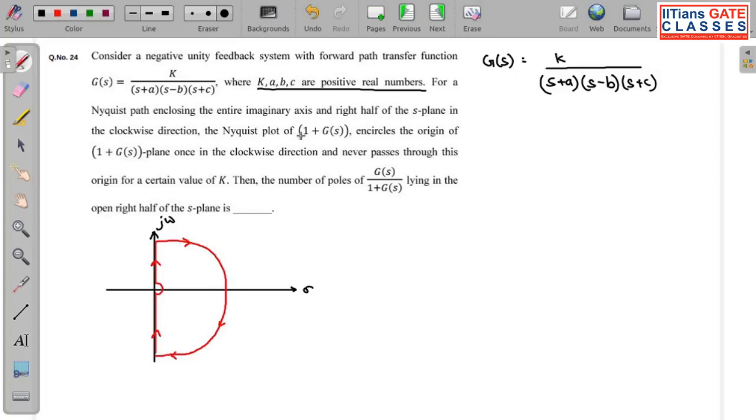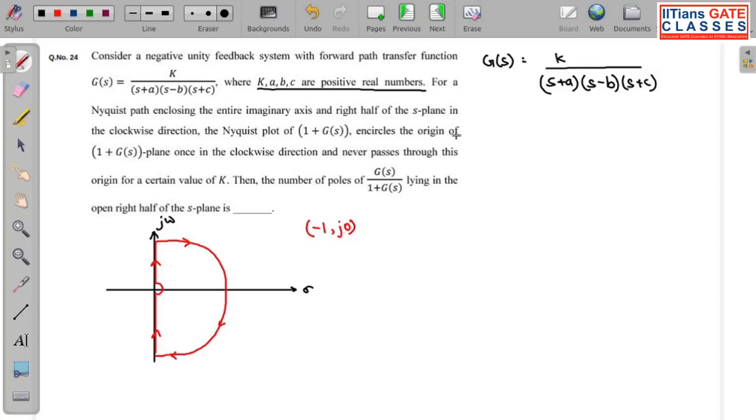The Nyquist plot of 1 plus G(s). Here it is not G(s) equal to minus 1. Here the critical point is the origin, because they are asking for 1 plus G(s) encircles the origin of 1 plus G(s). So what will be the origin of 1 plus G(s)? It will be minus 1 plus j0.